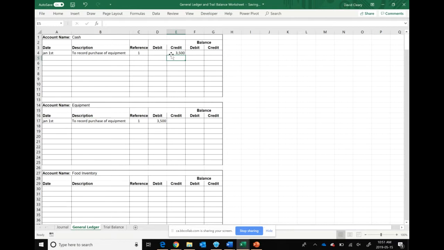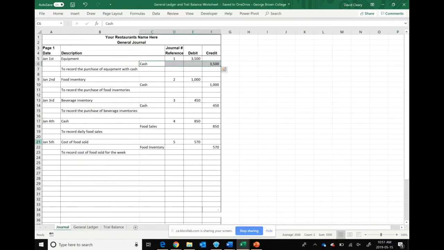Check. Next transaction. So we go back to our ledger here. Okay, our next transaction happened on January 2nd. As a reference, the journal reference number is 2. We debited food inventory by 1,000 and we credited cash by 1,000.